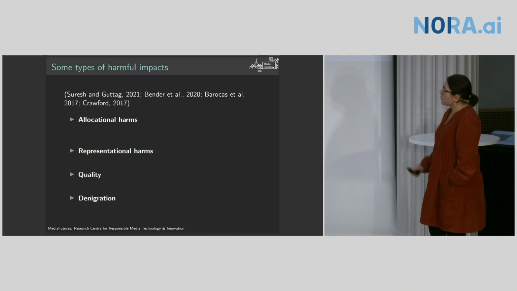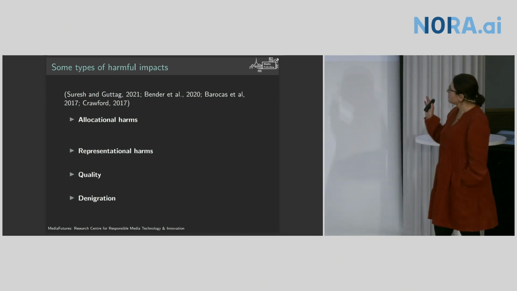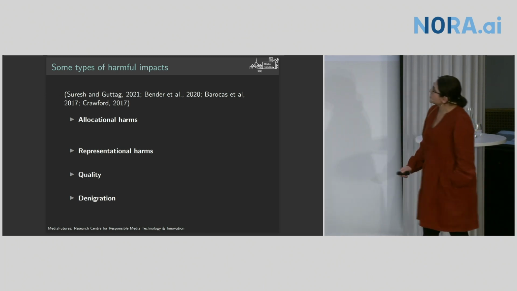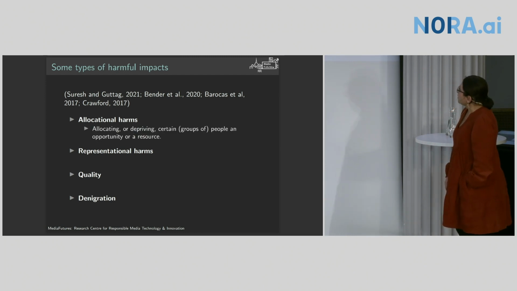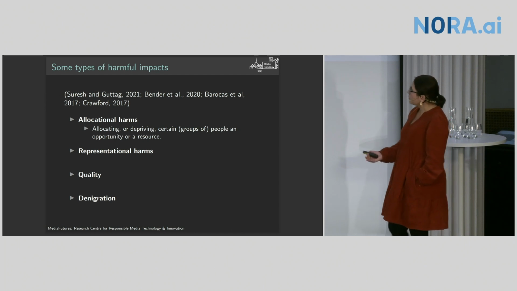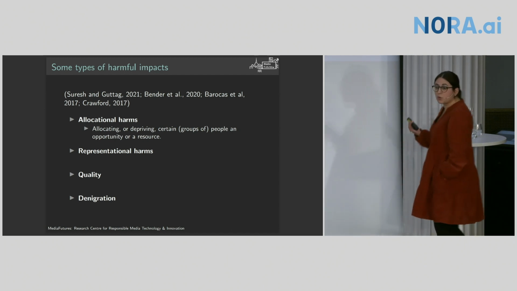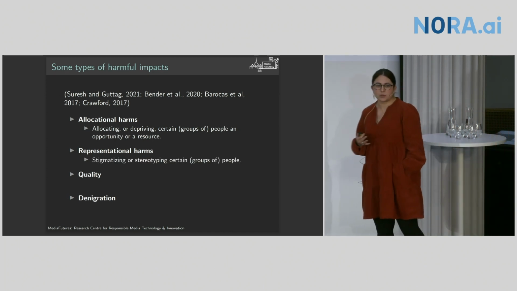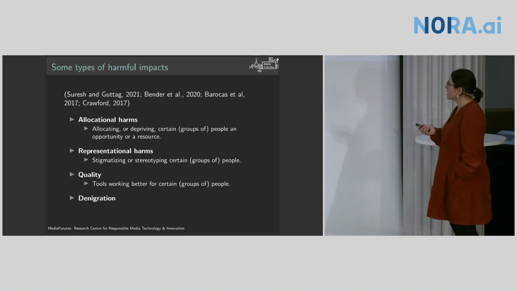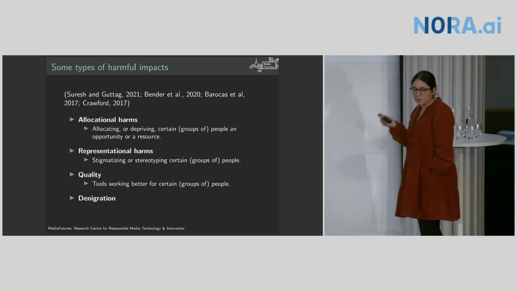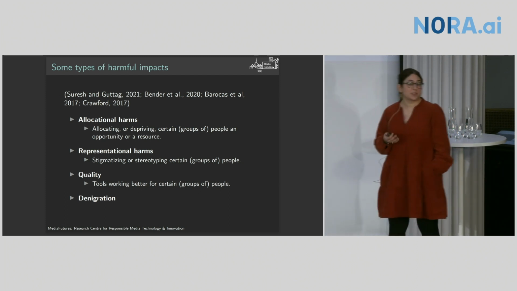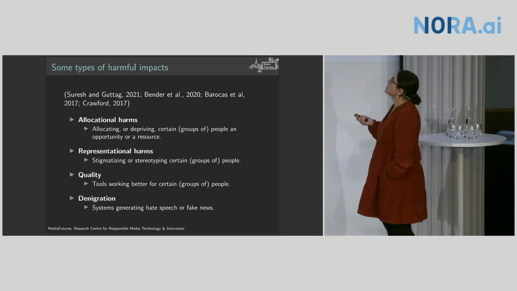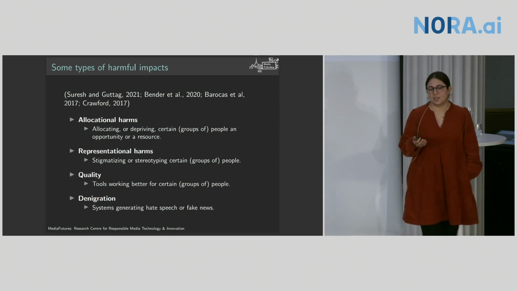The type of harmful impacts these language models can have can be categorized in, let's say, these four categories. You have the allocational harms, the representational harms, the quality of service, and then the denigration. In the first, you are either allocating or depriving certain groups of people an opportunity or resource. In the second, you are either stigmatizing or stereotyping certain groups of people. The third is that the tools, the language models, work much better for a certain group of people, for example, especially English speakers, right? And the fourth one is systems that generate hate speech or fake news, or hallucinate.